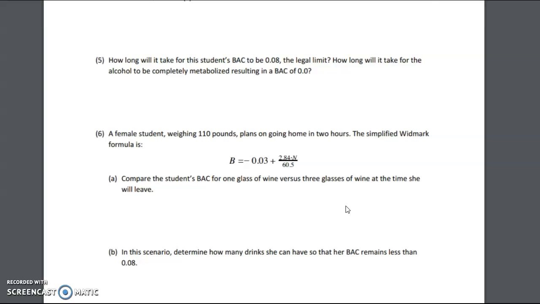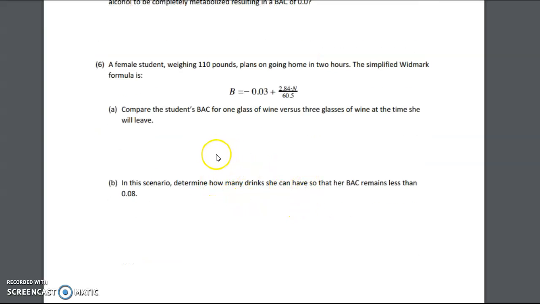Okay, and then the last part of that question, which I'll leave to you, is to do the same thing, but think about how many drinks she can have so that her blood alcohol content remains 0.08. So you'll substitute in that 0.08 for B and then solve for n. So think about the operations that we took in part A and reverse them. So we had multiplied, divided, and then added, or added a negative, so you can think of that as subtraction. So we want to undo that subtraction first by adding, then undo the division by multiplying, and then undo the multiplication by dividing.